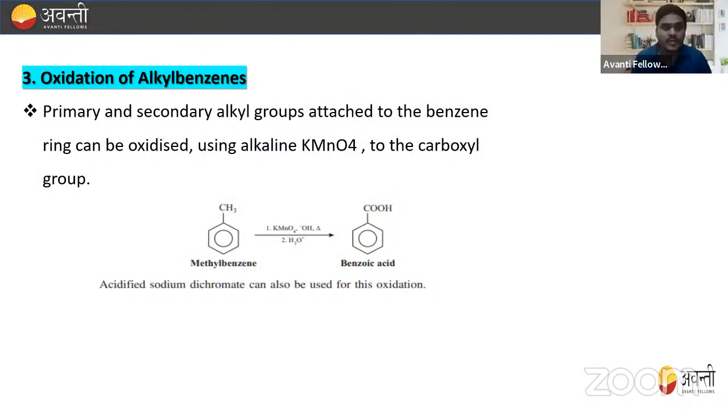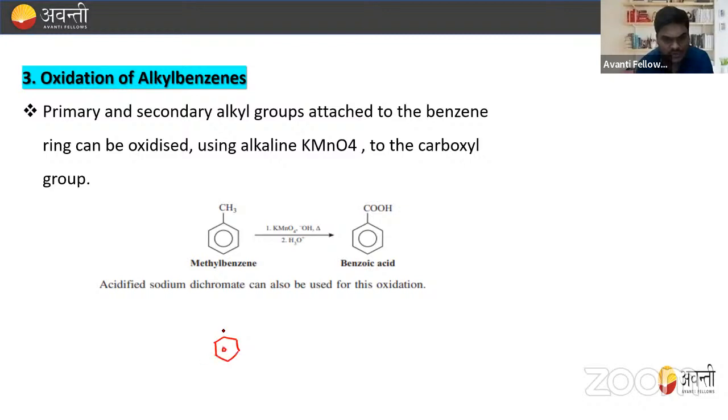For example, the primary and the secondary alkyl group attached to the benzene ring can be oxidized using alkaline KMnO4 to the carboxylic group, right? So the primary and secondary alkyl group. This reaction is very important. Whether we have one CH3 group, a methyl benzene, or we have a cumene.